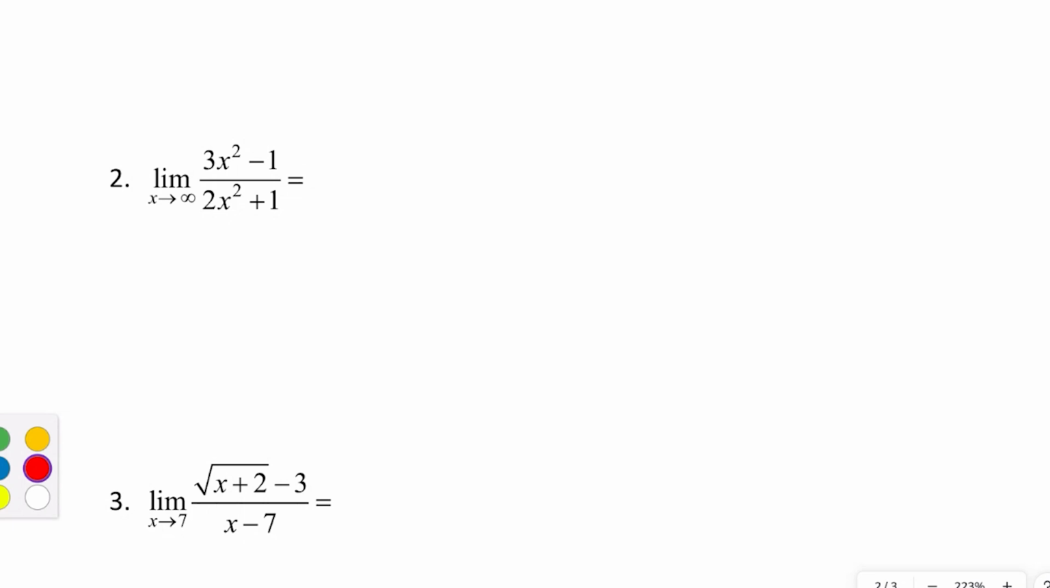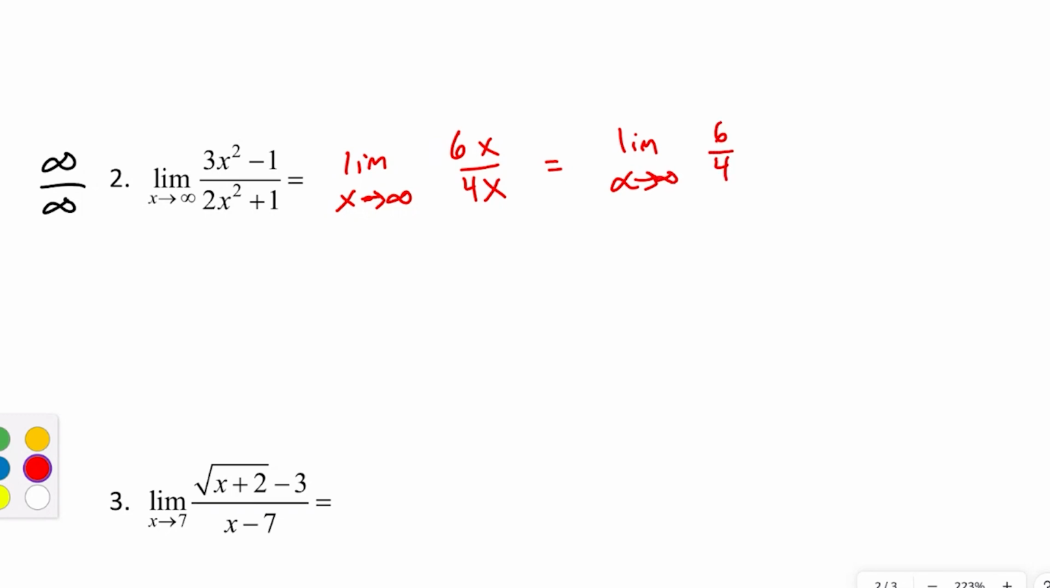Okay, number 2, if we try to plug in this infinity, obviously we can't plug in infinity, but if we could, we'd just end up with infinity over infinity. This is another indeterminate form. So let's try to use L'Hopital's rule. This is going to equal the limit. As we already know what the answer is going to be, by the way, we know it's going to be 3/2. 6x over 4x, right? Which will equal the limit as x approaches infinity of 6 over 4, which just equals 3/2.